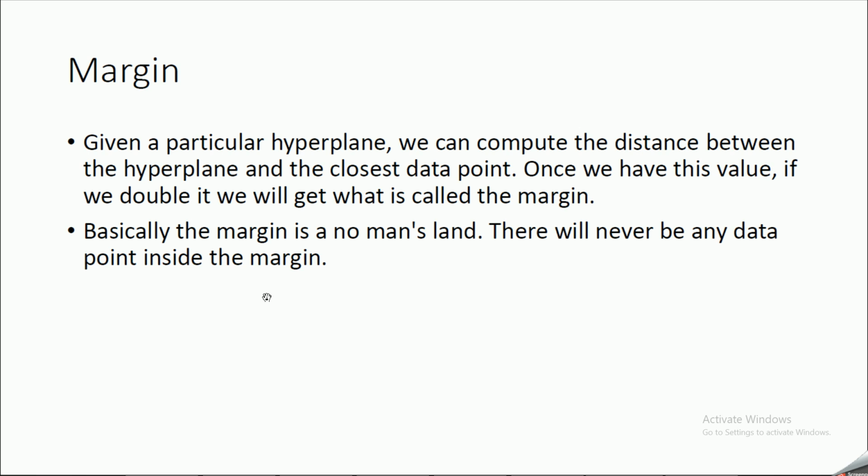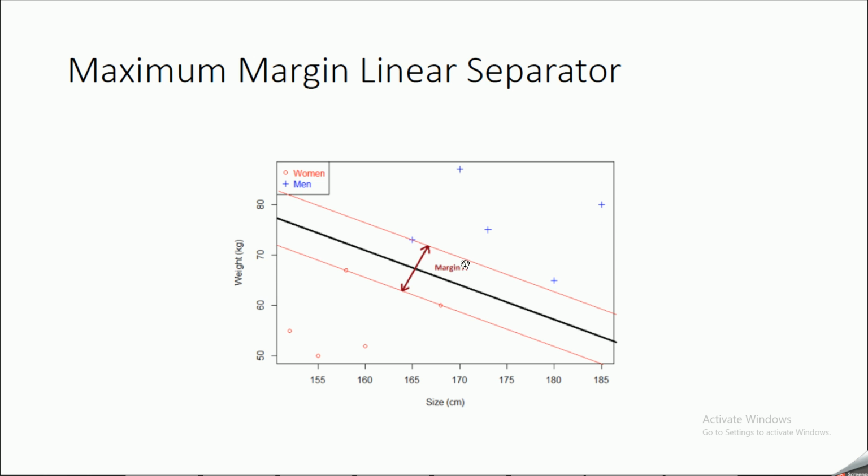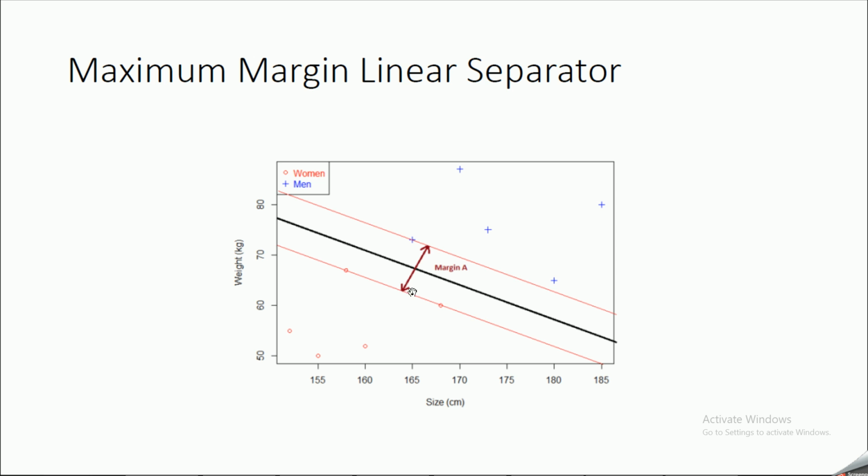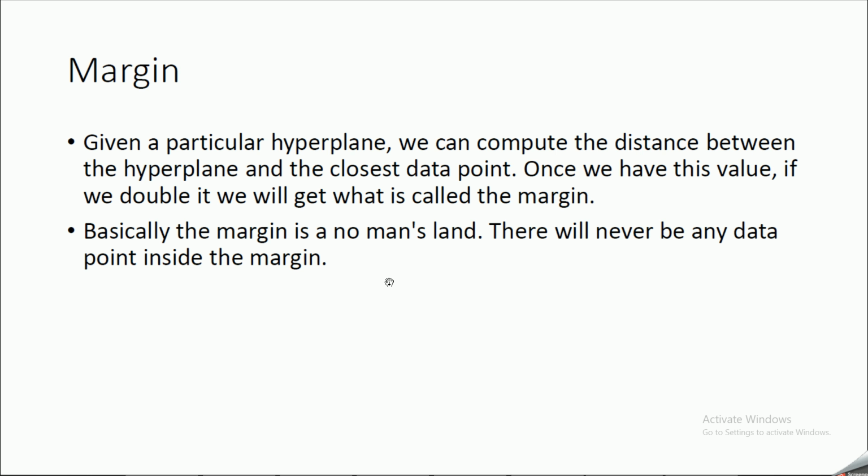So given a particular hyperplane, we can compute the distance between the hyperplane and the closest data point. So this is the hyperplane and the closest data point. We can compute the distance through the margin. Once we have this value, we need to simply double it to get the actual margin. So if we are successful in calculating this particular distance, we have to simply multiply it with 2 so that we get the margin on either side of the hyperplane.